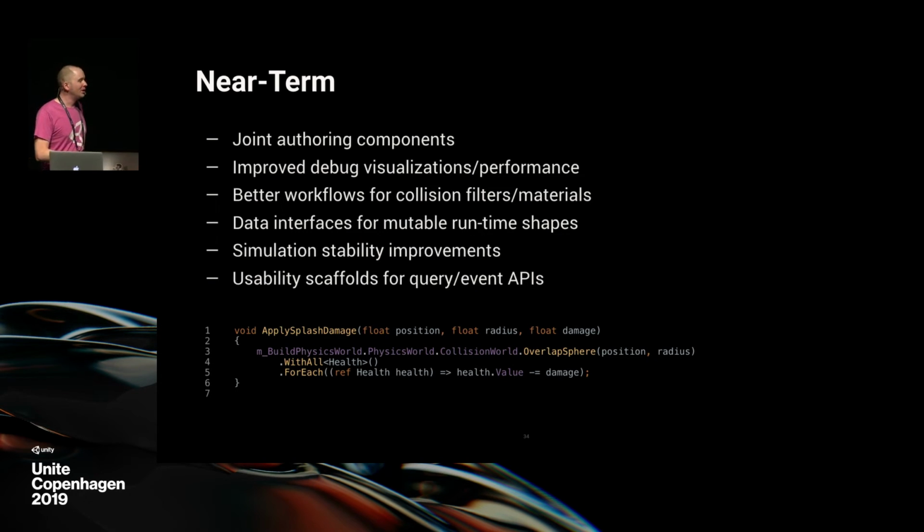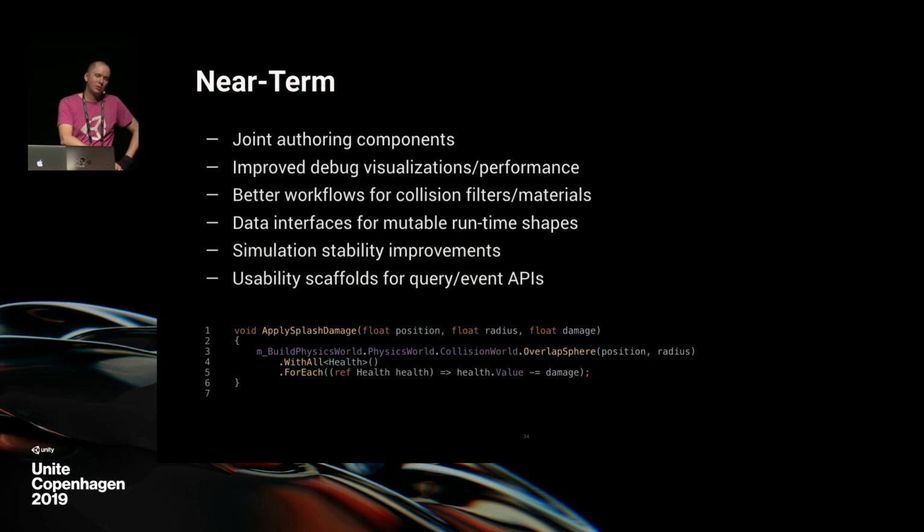In the near term here, we're really focused on getting workflows for all of the core component types, right? So as it stands today, we have all the joints represented in the runtime, but we don't have authoring components or tooling around those yet. And part of the reason is because they're actually a lot more sophisticated than the types of joints that you could create before with our GameObject-based physics system. So that's going to be coming in the near term here, as well as some improvements to the debug visualization and performance.